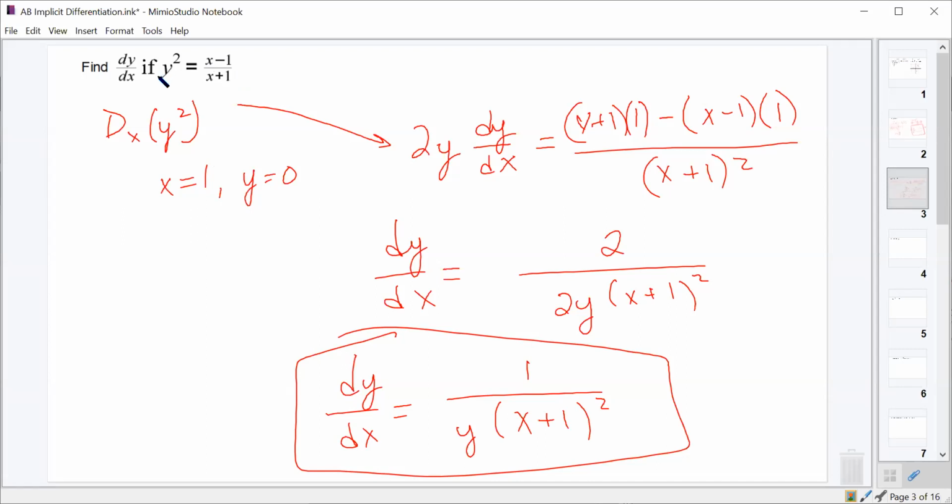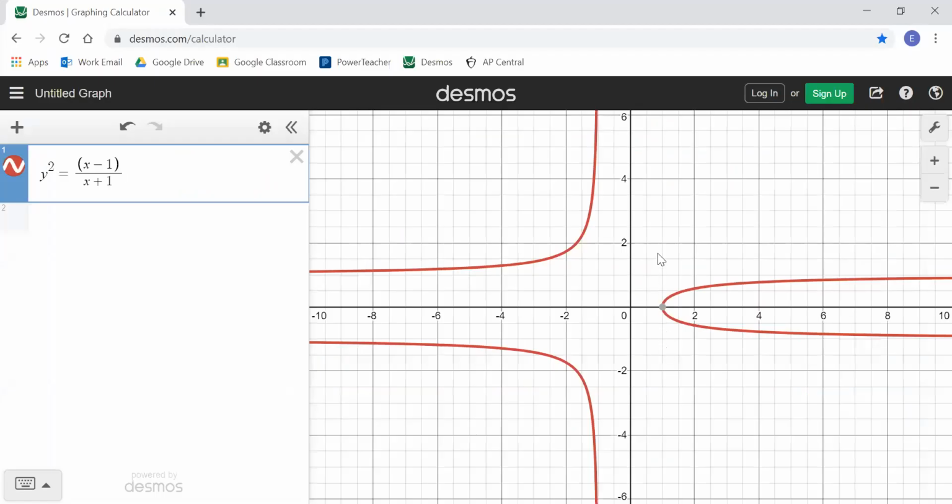So that's true. So if we went in here and tried to plug in x equals 1 and y equals 0, if we were to evaluate it at that point, we'd end up with 1 over 0 times 1 plus 1 squared, or we'd end up with something that was undefined, right? And if we look back at our graph, the slope of the tangent line at the point 1, 0 should be undefined, right? It's a vertical tangent line there. Everybody see that?